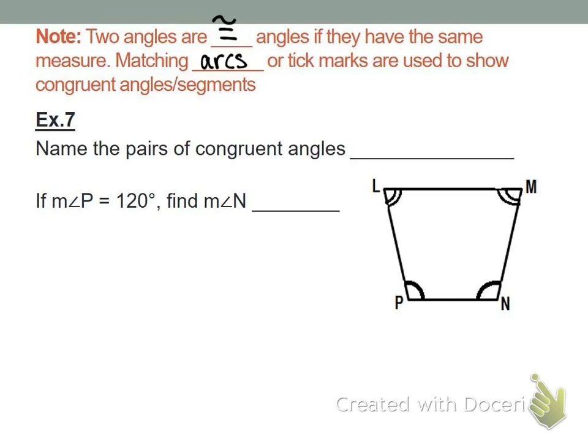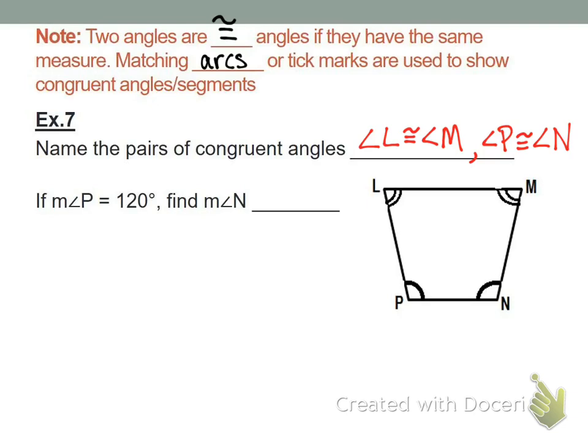Knowing that, what is one pair of congruent angles that we see in this diagram? Deidreana? L and M. So because there are only one angles at each corner, we can just use the single letter. Angle L is congruent to angle M. What's my other pair? P and N. Angle P congruent to angle N.